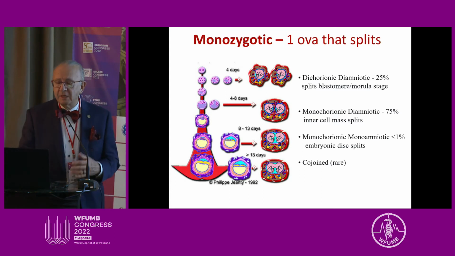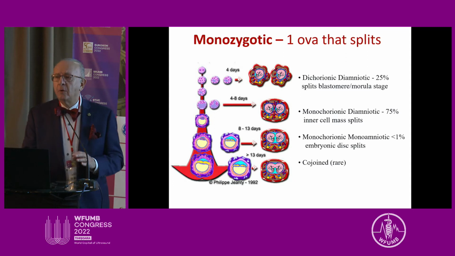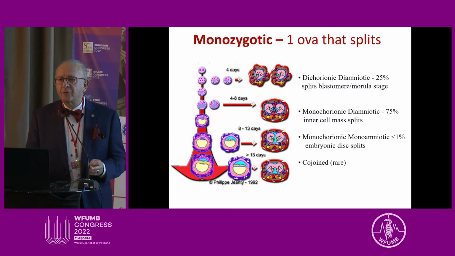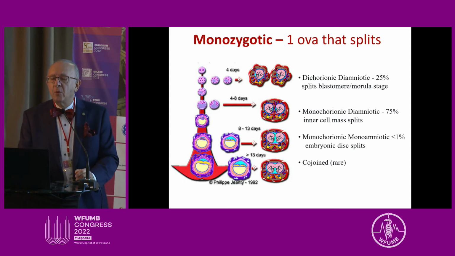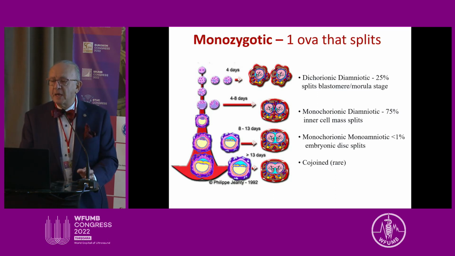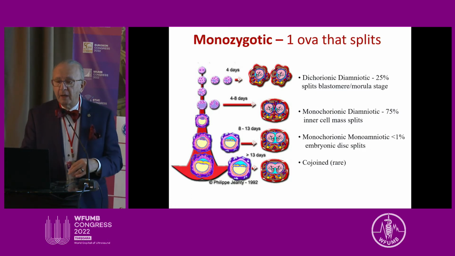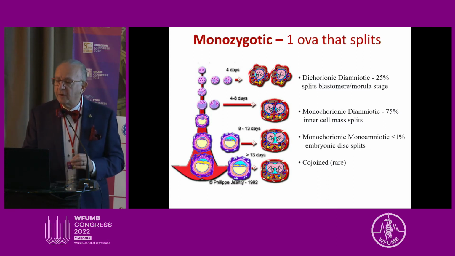So if the split is later, when some formation has already occurred, we'll have monochorionic diamniotic twins. That's after the inner cell mass has split. If we have a little later, that's 5 to 13 days, we have monochorionic, monoamniotic twins. That is, the 2 fetuses are within the same sac. There's 1 amnion, 1 chorion. And then if they split even later, after 13 days, we have conjoined twins, which is very rare.